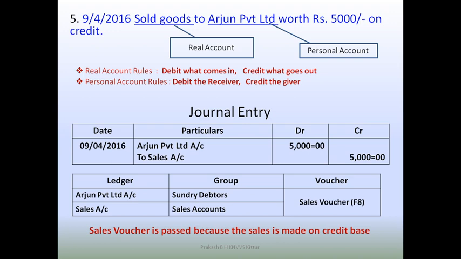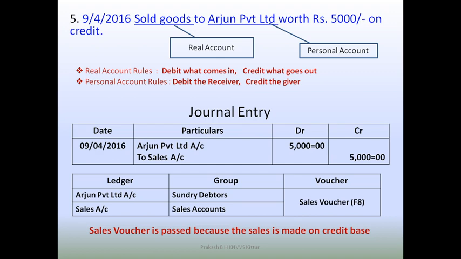So ledger head, the Arjun Private Limited account. He has purchased the goods on the basis of credit. We sell the goods to Arjun Private Limited, so therefore he is the sundry debtor. The Arjun Private Limited ledger account comes under the group sundry debtor.